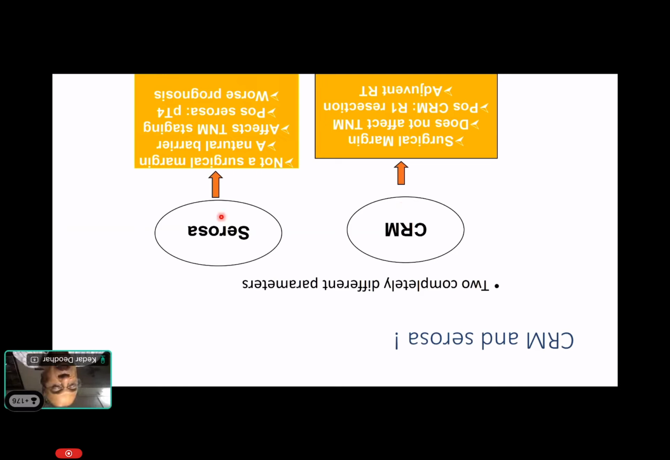Serosa is actually the covering, and is important in staging because serosa involvement, either in stomach, small intestine, or upper part of rectum, or sigmoid or transverse colon, is actually taken as pT4a.